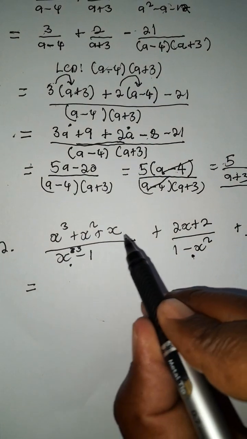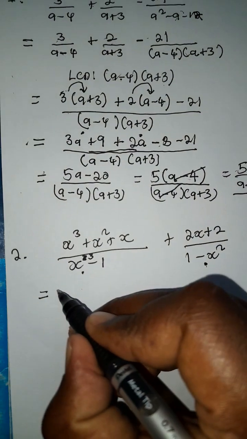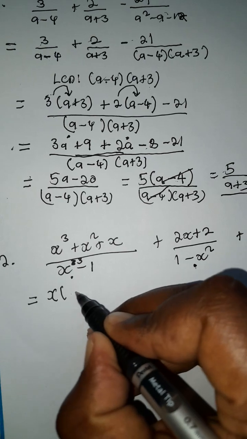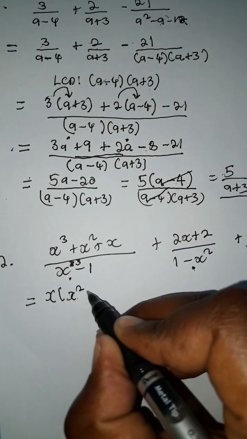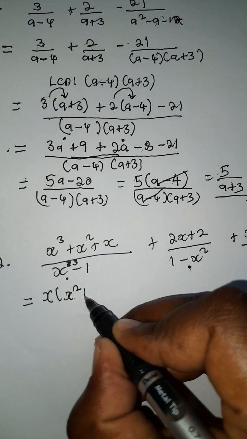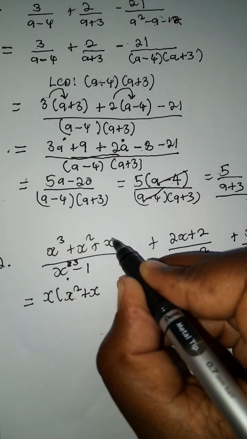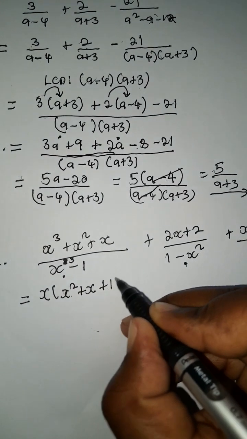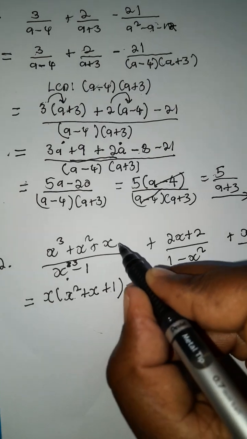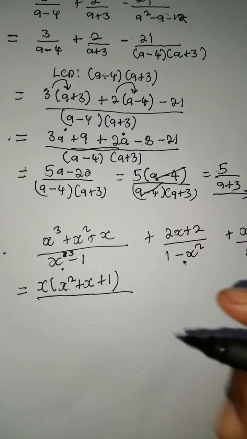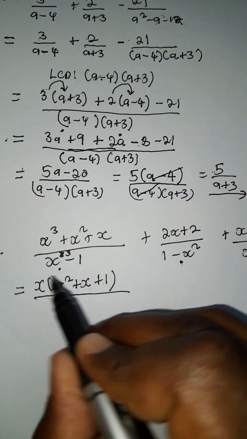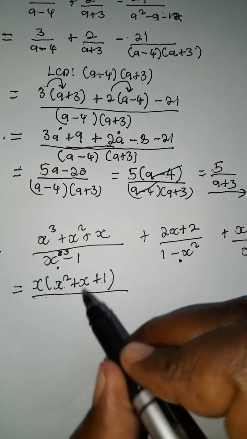So we can see what is common here. It's x. So you need to factor out x. What are you left with? You are left with x squared, because x times x squared will give you x cubed. So for you to get to x squared, you need x. For you to get to x, you need a factor of 1, because x times 1 will be x, right? So now I need to factorize the sum of cubes.